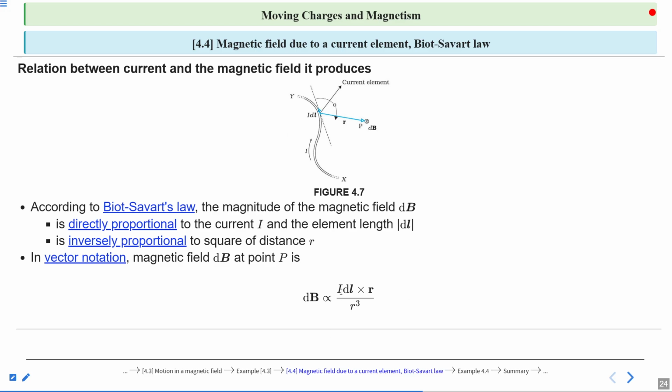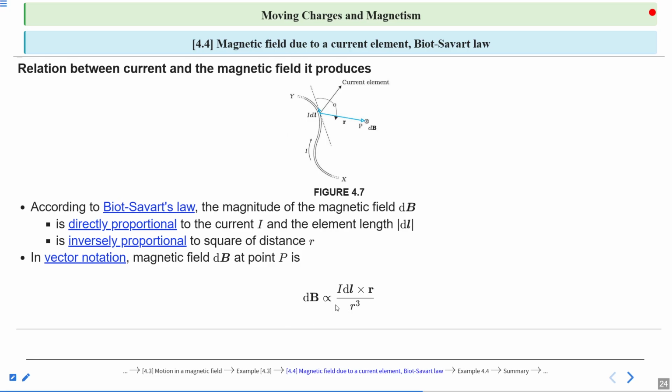Because it is in vector form. When we do this cross product dl cross r, it results in dl r sine theta. Then one r in the numerator cancels with one r of the r cube, and in the denominator r square is left when we find the resultant of this cross product. But in vector form, r cube is there. In scalar form, or in magnitude, it is r square. We are going to see the magnitude of dB also. This is the vector form: dB is proportional to I dl cross r upon r cube.